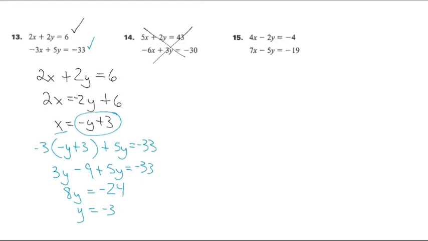I am then going to back substitute that negative 3 in for that equation, and I get x equals negative of a negative 3 plus 3. Negative of a negative 3 is a positive 3. 3 plus 3 is 6. Final answer is 6 comma negative 3.